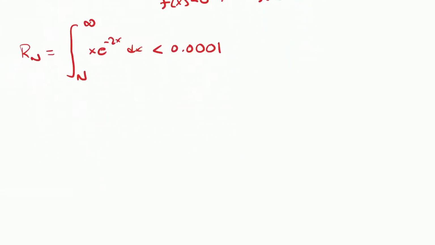So we need to do this antiderivative. u is equal to x, dv is equal to e to the negative 2x dx, du is equal to dx, v is e to the negative 2x over negative 2, which I suppose you might have to use substitution to get, but hopefully you're used to doing that. And then we'll put this together.